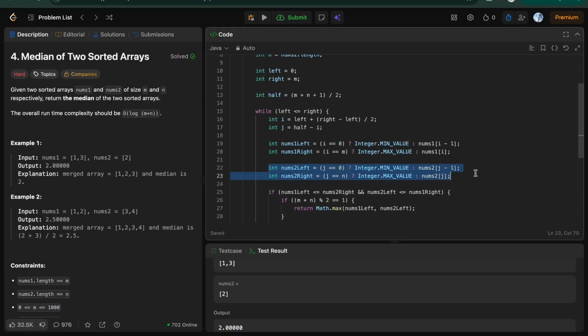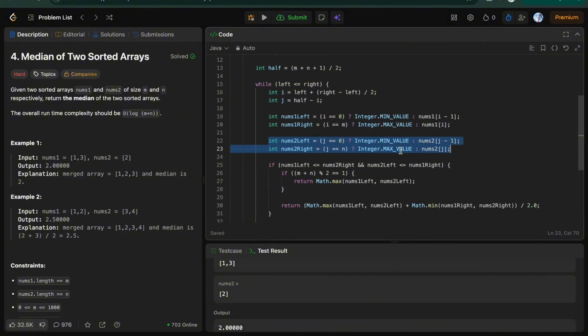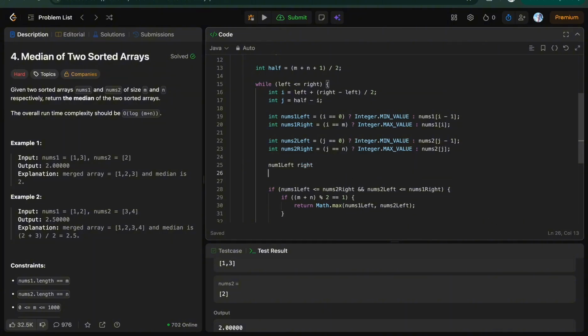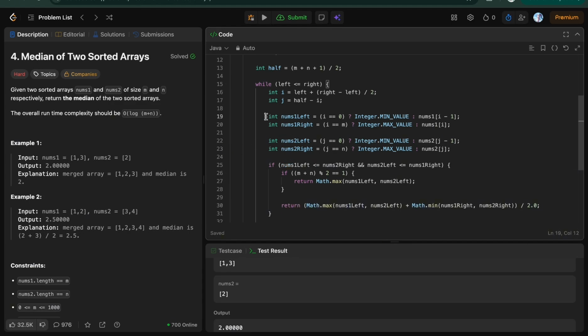These two are the same idea, but you're doing it for nums2. And so we only care about the 4 boundary values, right? Which is nums1 left, nums1 right, and then nums2 left and nums2 right. Okay, so only these 4 values are what we care about right now.